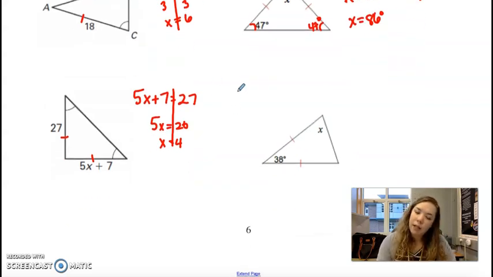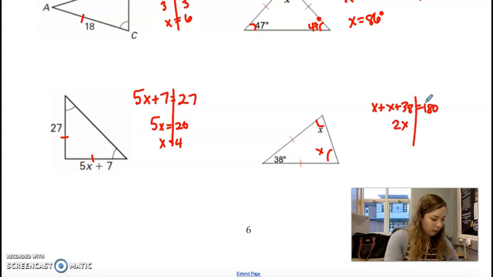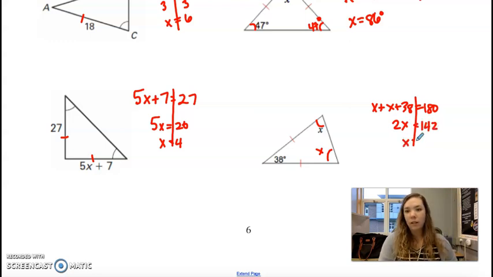All right, here we're saying these two are equal. So I know that I need 2 x's plus 38 equal to 180. So 180 minus 38 is 142. So x is 71.